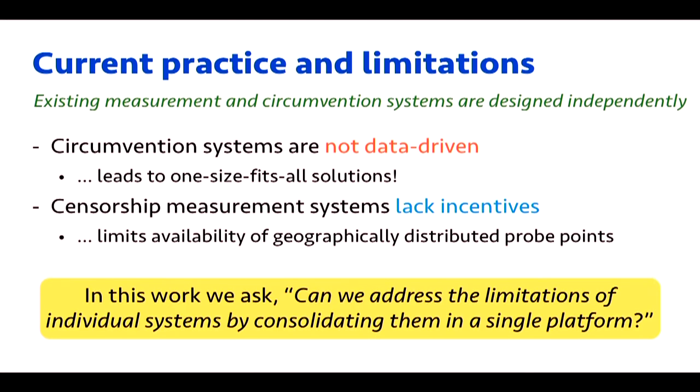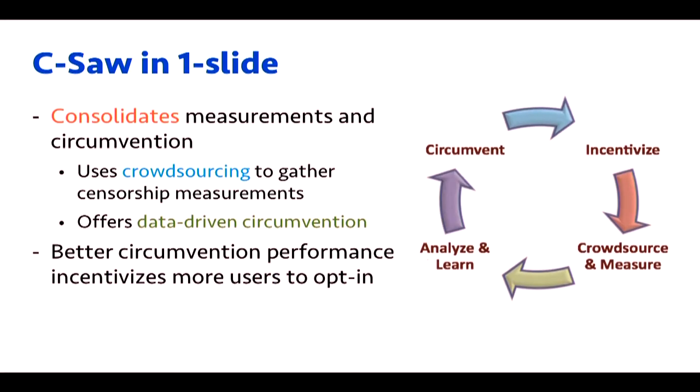So in this work, we ask, can we address the limitations of these individual systems by consolidating them in a single platform? We answer this question in the affirmative by designing Seesaw, which is a system that consolidates measurements and circumvention in a single platform. It uses crowdsourcing to collect measurements and uses these measurements to offer data-driven circumvention. Data-driven circumvention leads to small page load times, which incentivizes more users to actually opt in.